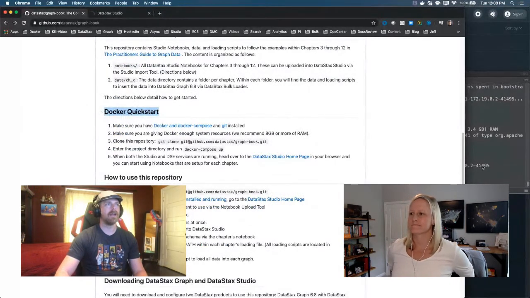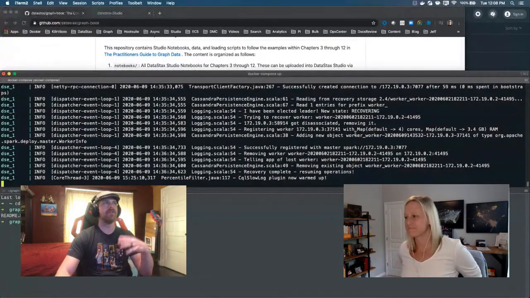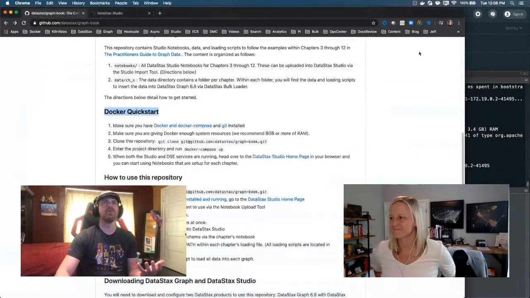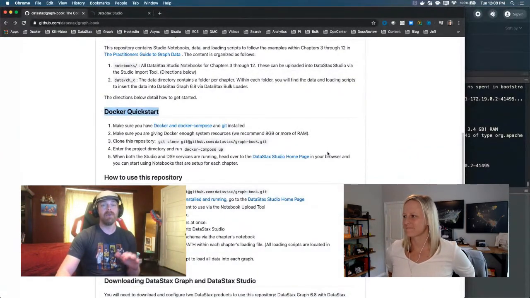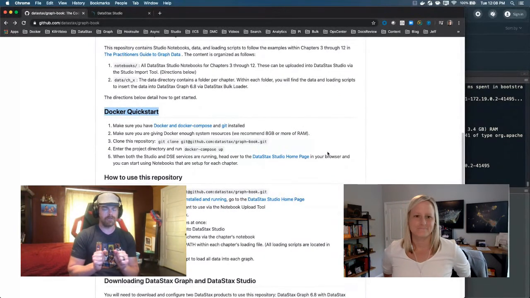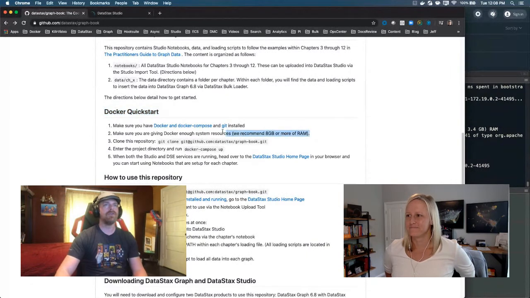I've actually started this all up. I've already got everything running. This is built to be extremely easy with a Docker Compose up to just go. It'll give you some things you need to know as far as resources. You pull down the repo and do a Docker Compose up, and you can follow along with us if you would like to.